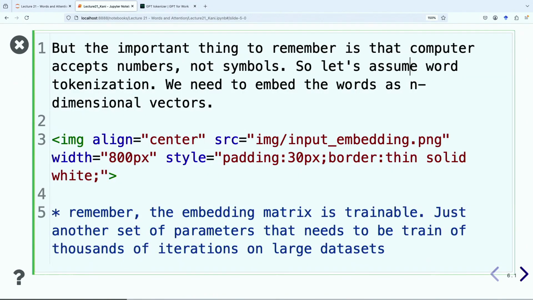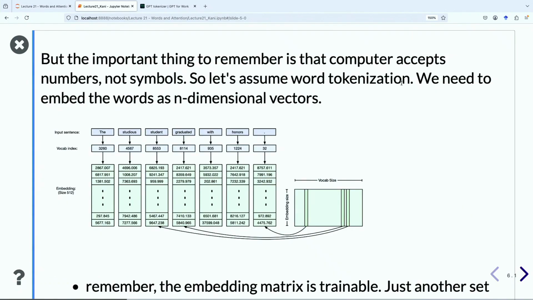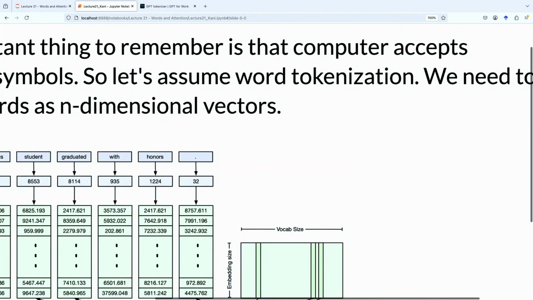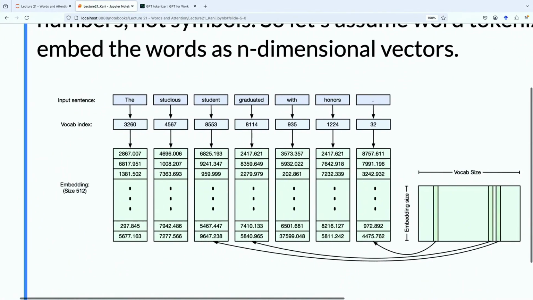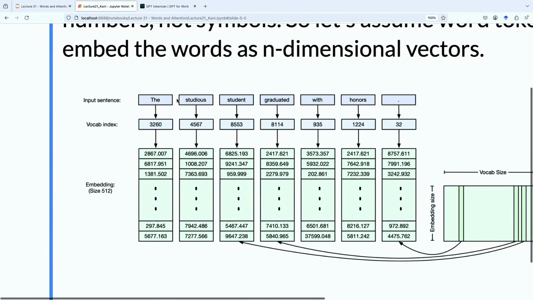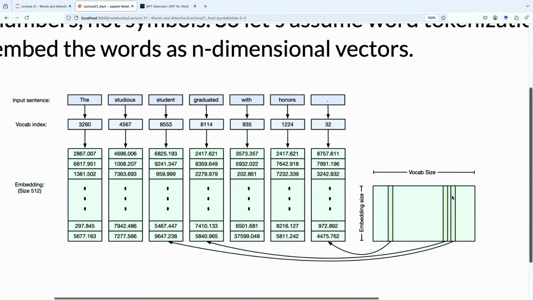So let's assume word tokenization. Just for the sake of visual clarity, we're going to assume word tokenization for the time being. Looking at word tokenization, we have a sentence here. The tokenizer takes each of those words in the sentence and outputs a number. That number corresponds to a column of what's known as the embedding matrix.